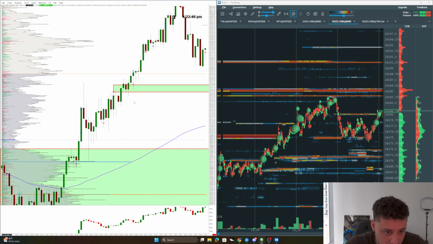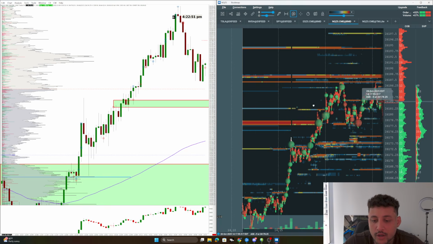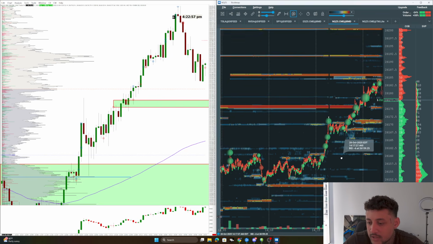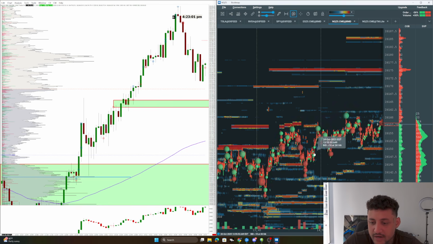Now, my thesis was, okay, if we continue to actually see this absorption hold from the buyers, we could definitely see price continue to push up. And if we see price action continue to push up, where could we potentially push up to? Notice it started taking the longs in this area here at 26,138, which is roughly down here, inside of this area.